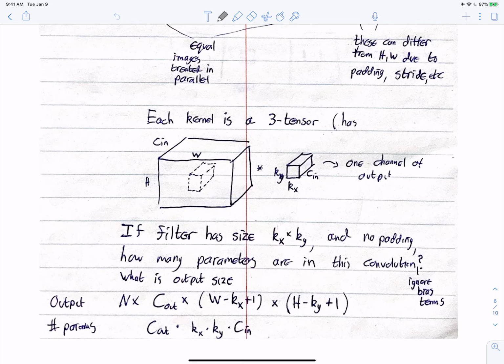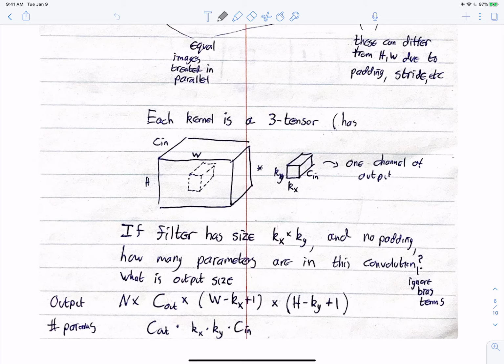And let's assume there's no padding, and we want to know how many parameters are in this convolution. For now, let's ignore bias terms, so just the strictly linear part of the convolution operator. We're asking what is the output size and how many parameters are there.